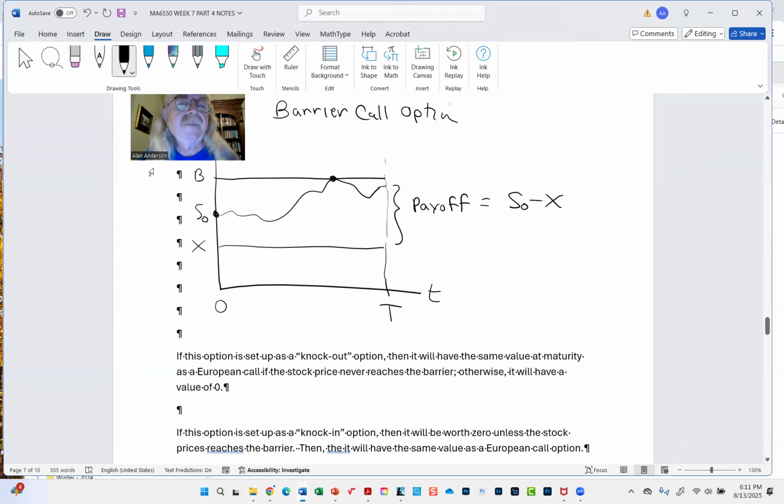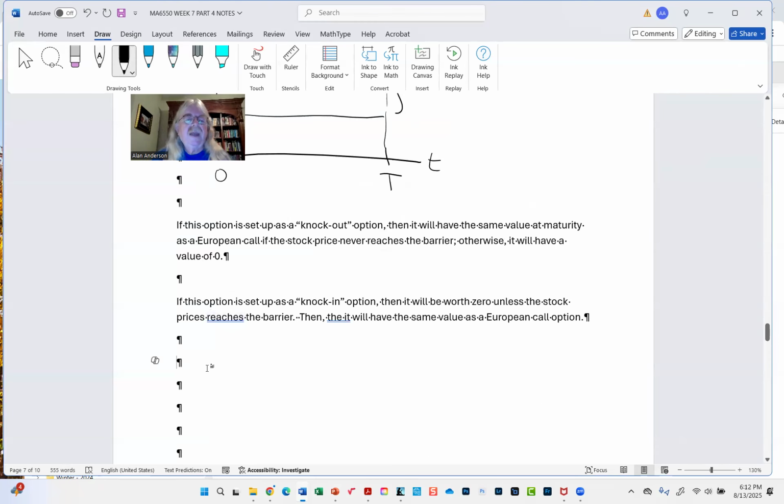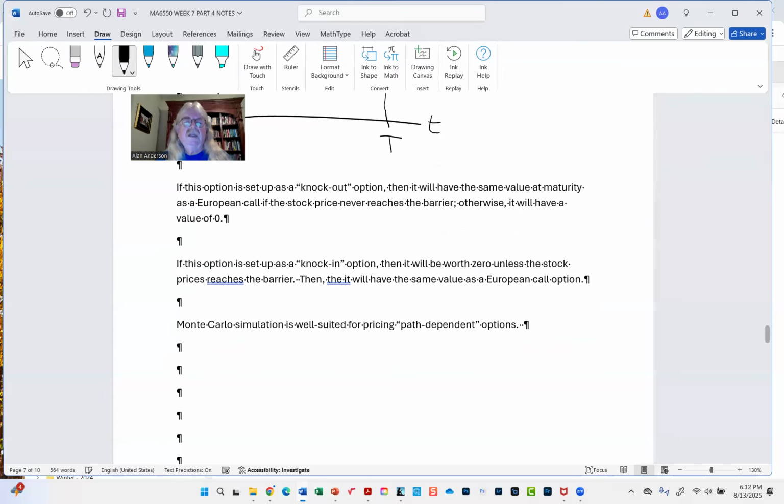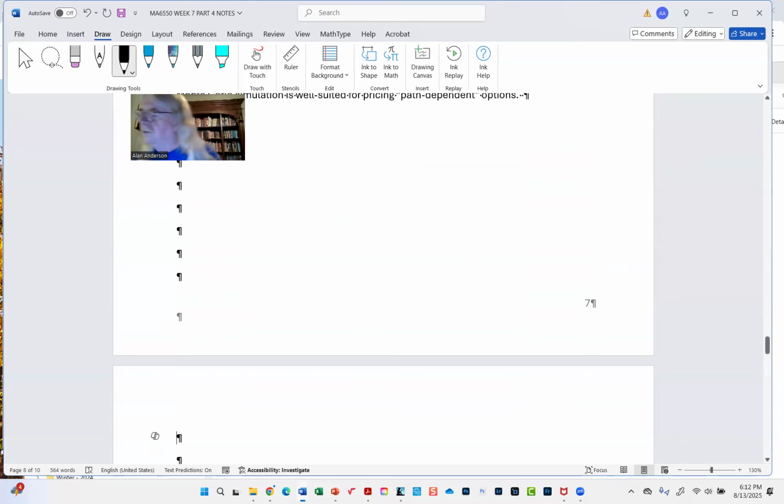We need something different. Now, Monte Carlo is really well suited for modeling path-dependent options because, as you'll see in a bit, it is based on paths. What we're doing is simulating paths for the stock price, and then we use those to calculate the price of the option. Okay, so in other words, with Monte Carlo, we're going to use statistical methods to do something like this.